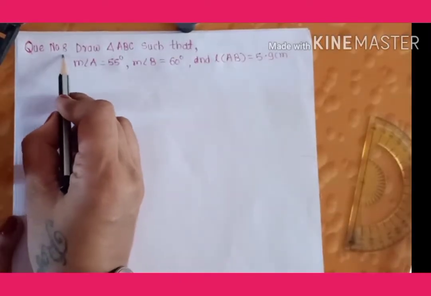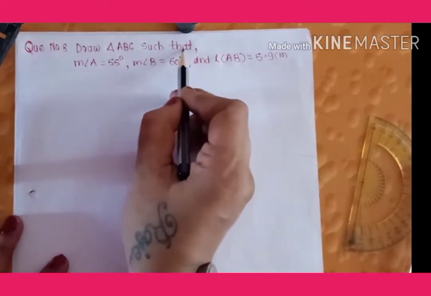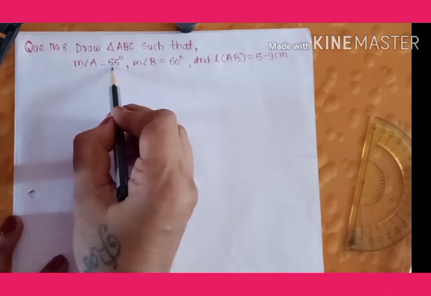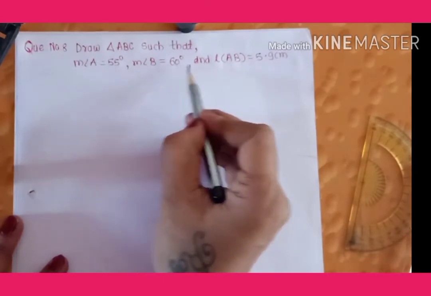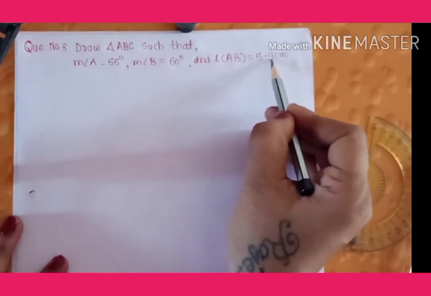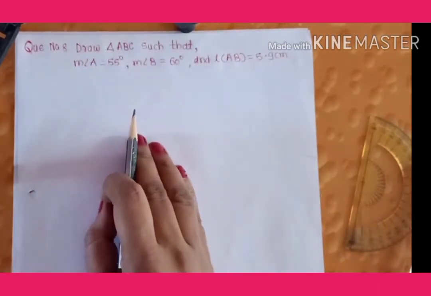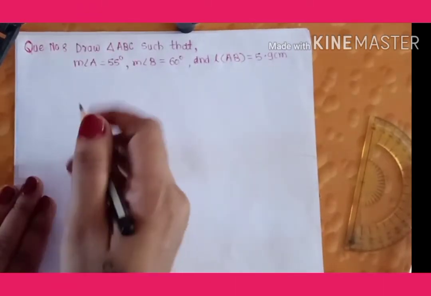Question number 8. Draw triangle ABC such that measurement angle A is equal to 55 degree, measurement angle B is equal to 60 degree and length AB is equal to 5.9 centimeter. Now from this given information, first draw rough figure.